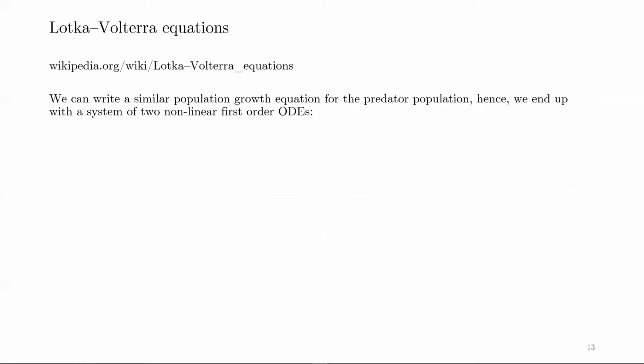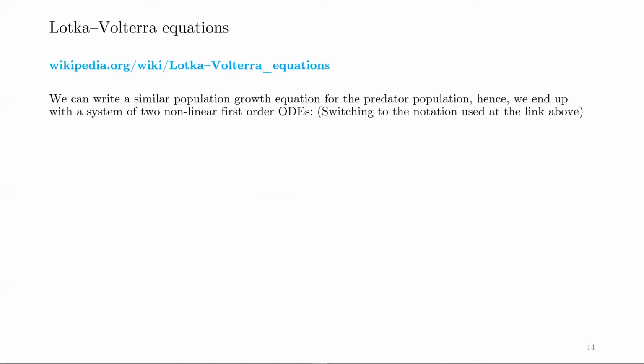What I'm going to do is, like I said, we can write a similar population growth equation for the predator population. We end up with a system of two nonlinear first order ODEs. I'm going to switch to the notation used on this website here, just to make things slightly easier.